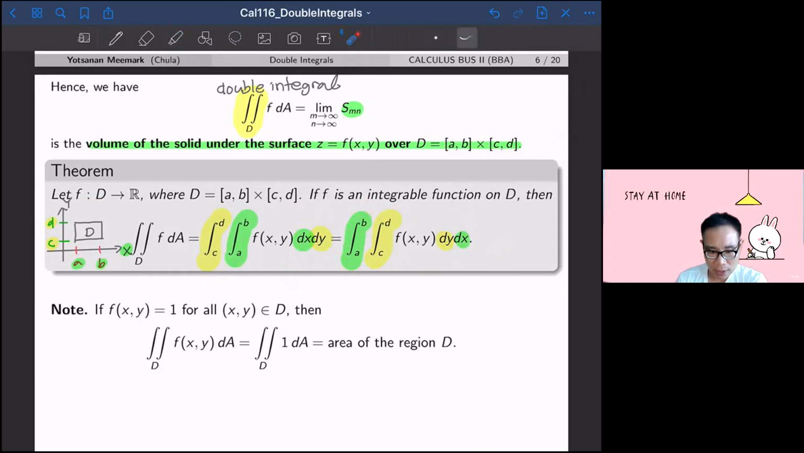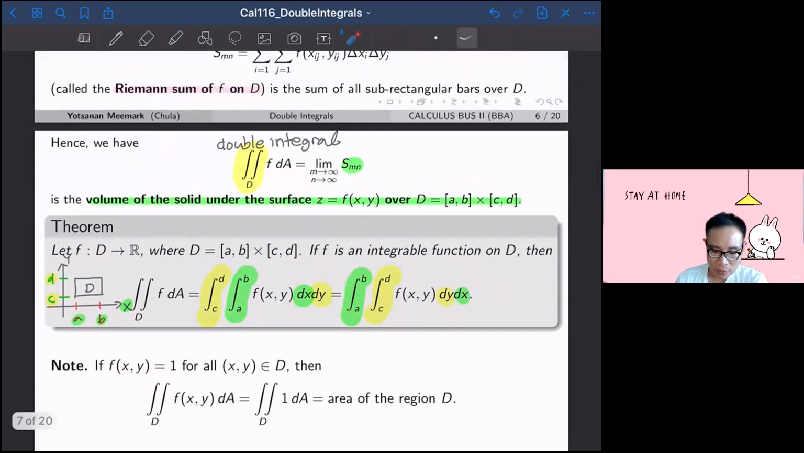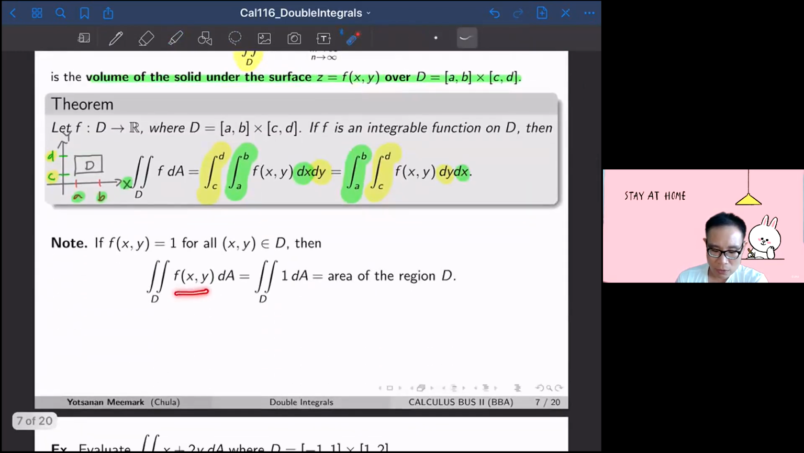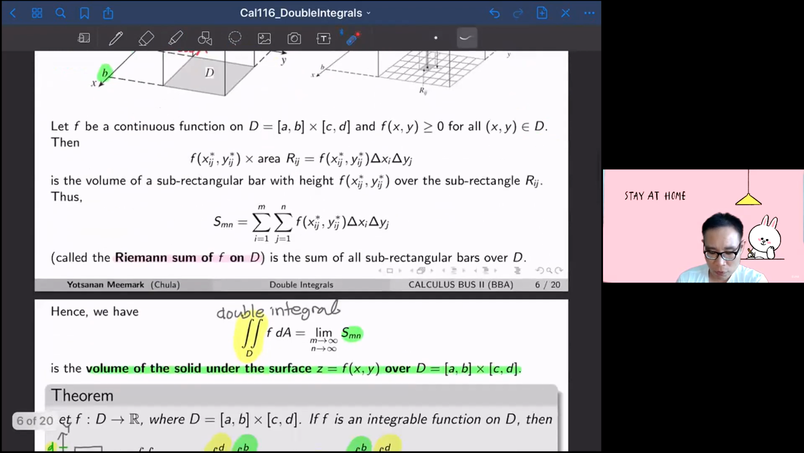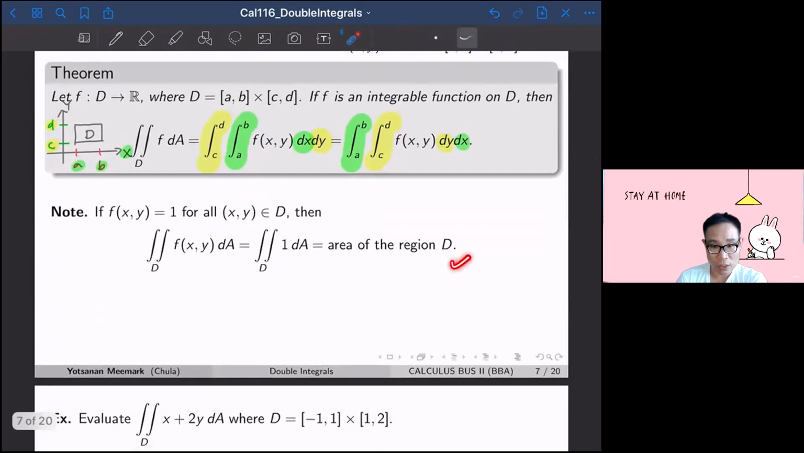However, in the case that f(x,y) is equal to 1, it means the height is equal to 1. So you have the integral of 1 dA, and this turns out to give you the area of D. So if the height is the constant one, the volume turns out to give you the area of the region D.